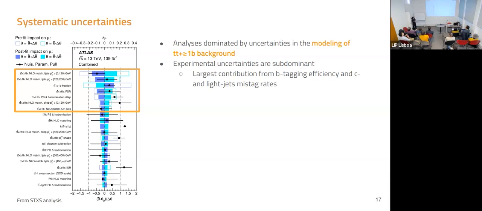Following the modeling uncertainties, we have experimental uncertainties, of course. They are subdominant, but among them, the largest contribution comes from B-tagging efficiency and the C and light jets mistag rates. But this is very much a subdominant uncertainty.